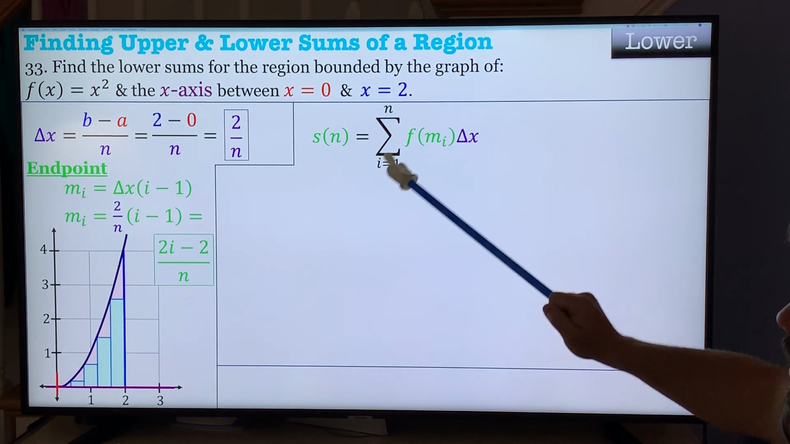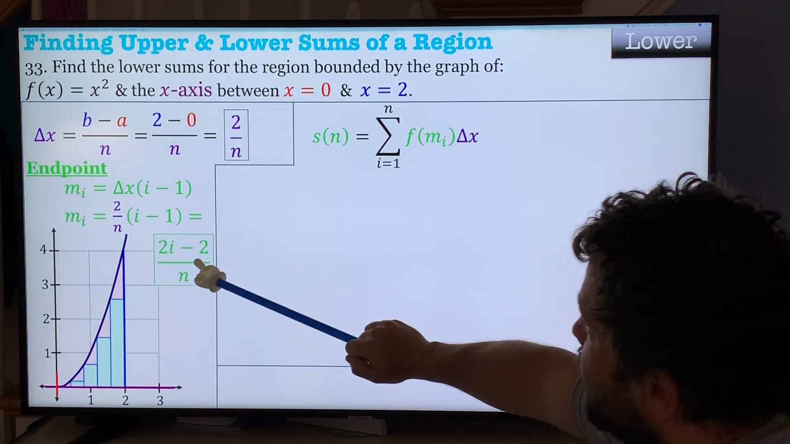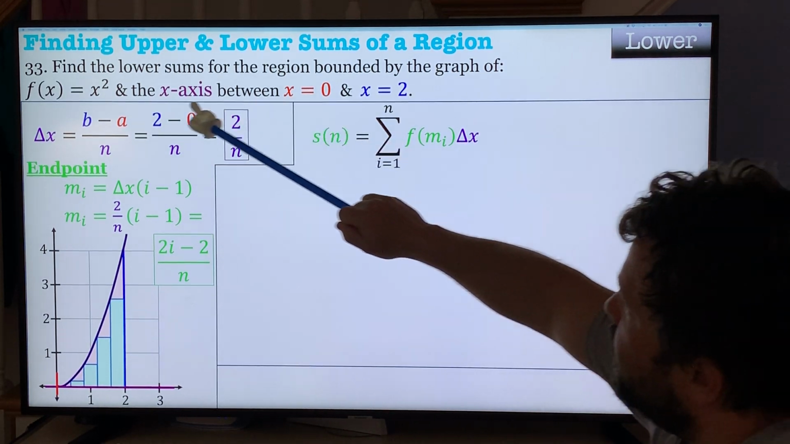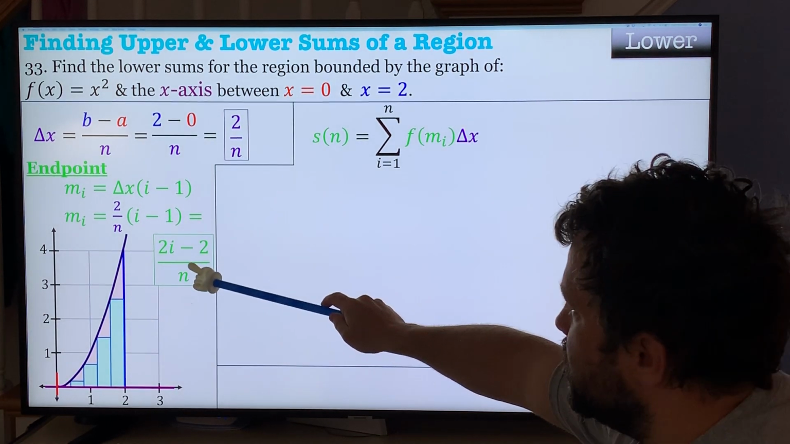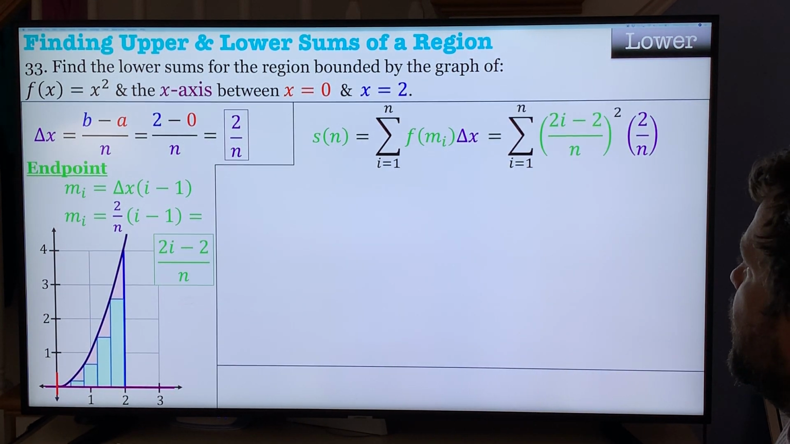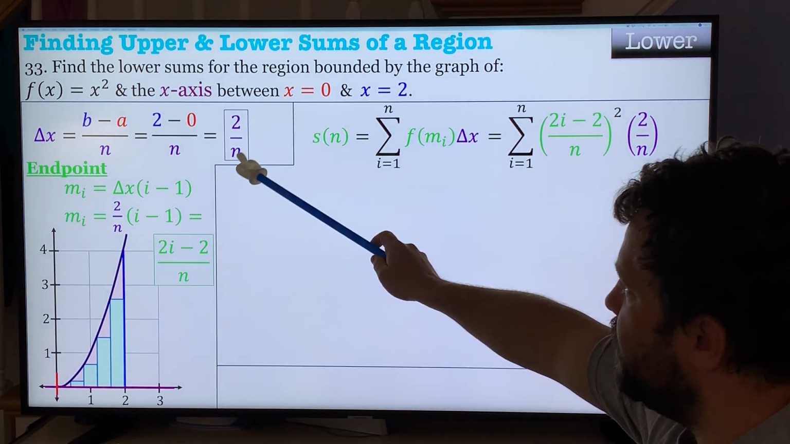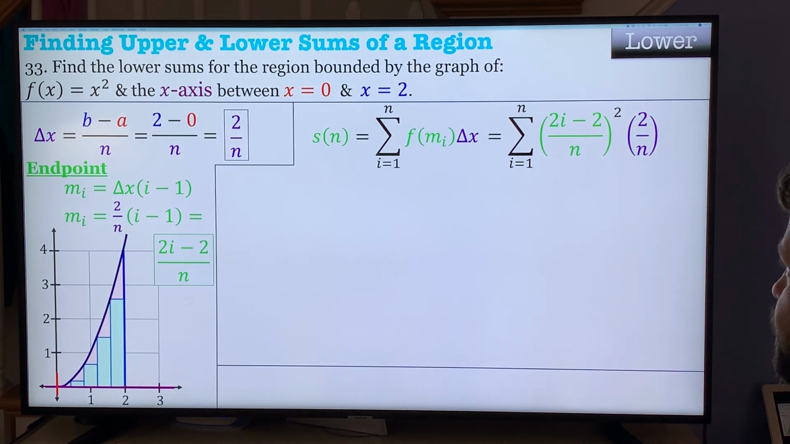So our s of n equals f of this times this. f is our function, so it's x squared, right? So instead of x squared, it's (2i minus 2 over n) squared times delta x, which we found before to be 2 over n. Like I said, it gets easier.